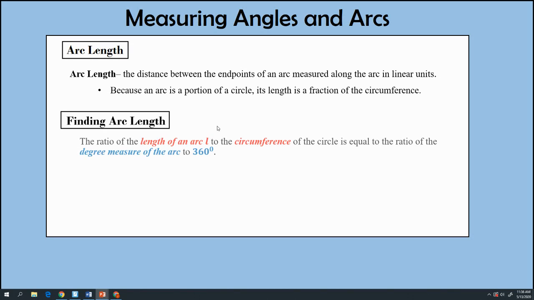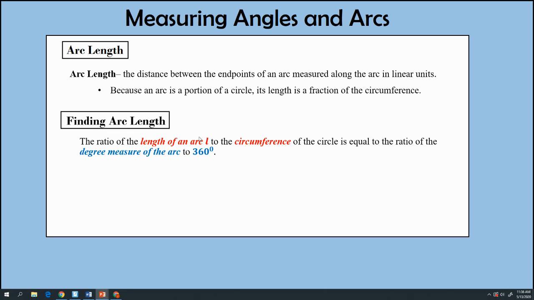All right, so to calculate arc length, you're going to be given two different formulas. I'm always going to use the equation version, and I'll show you why in a second. But to find arc length, we need to understand that the ratio of the length of the arc to the circumference is going to be equal to the degree measure of that arc to 360.